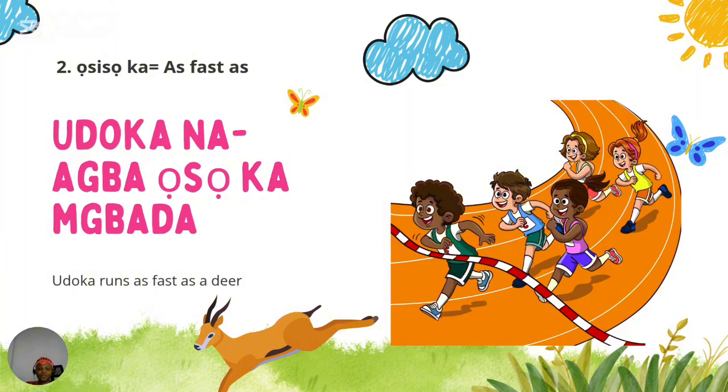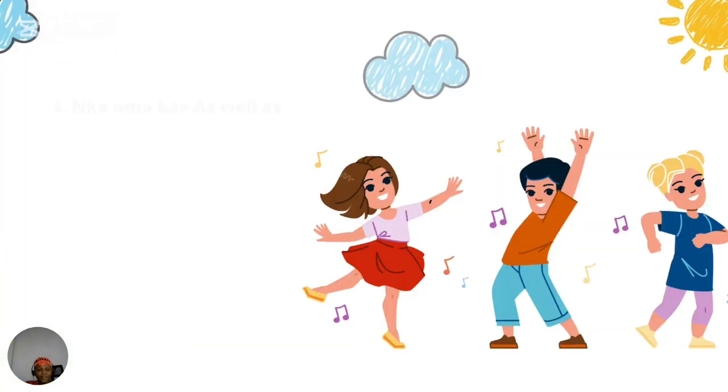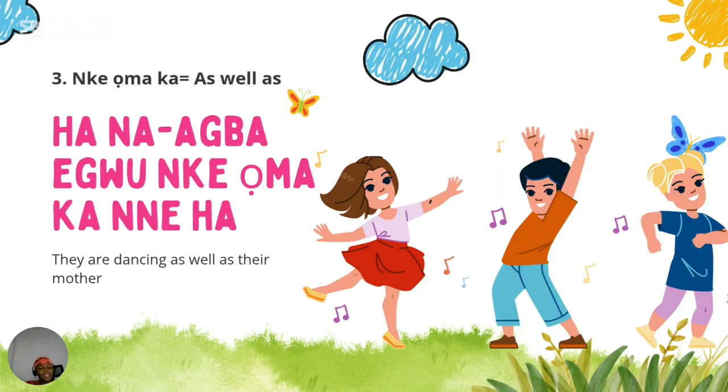Well done. Good job. The next we will learn is nkoma ka, which means as well as. Nkoma ka, as well as. Some people will say ofuma, right? But I'm trying to stick to Central Igbo, so I'm saying nkoma ka.